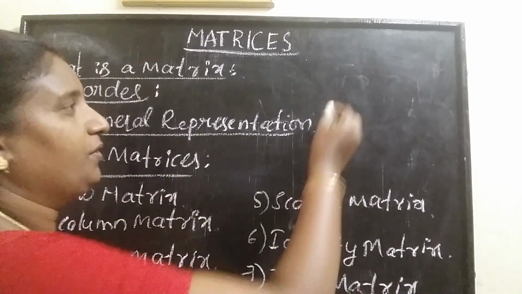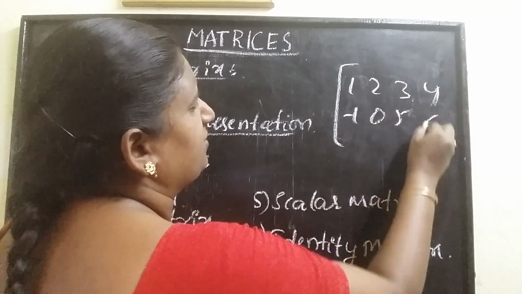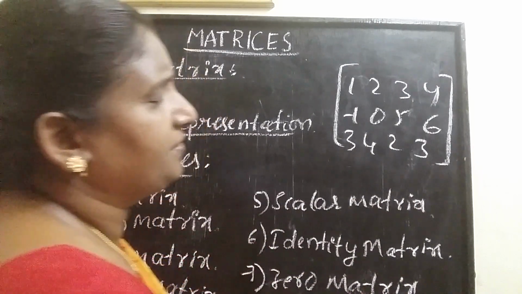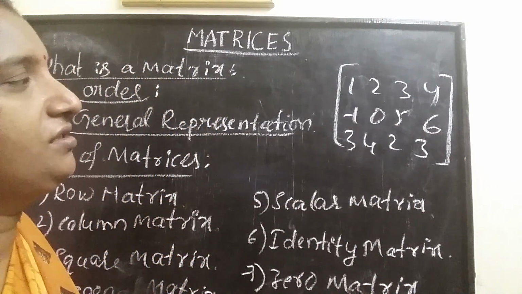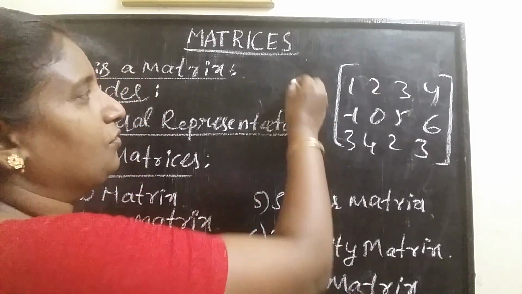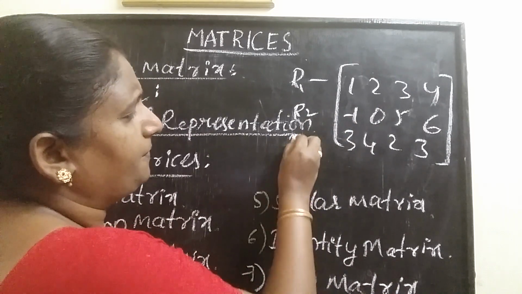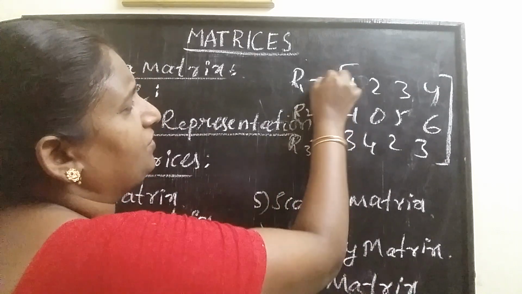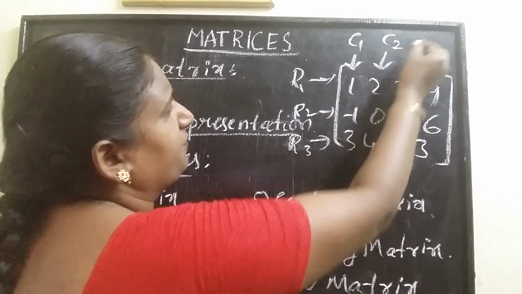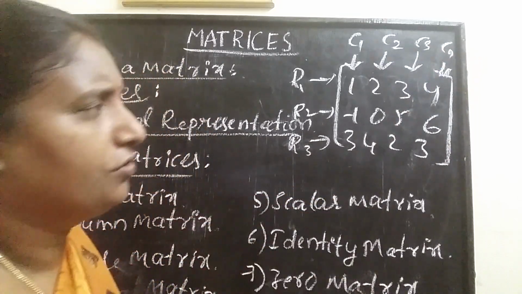So in this example, suppose 1 2 3 4, minus 1 0 5 6, 3 4 2 1 3. It is a matrix. It is the arrangement of numbers. The horizontal representation of numbers is called rows. These are rows, R1, R2, R3. So it contains 3 rows and it contains 4 columns, C1, C2, C3, C4.